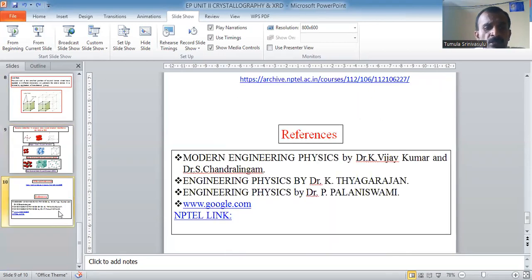Students, this information is there in Modern Engineering Physics, a textbook whose authors are Dr. K. Vijay Kumar and Dr. S. Chandralingam. You can also refer for this crystal structure to Engineering Physics by Dr. K. Thyagarajan, and Engineering Physics by Dr. T. Palaniswamy. For additional information, you can go through the NPTEL videos on crystallography and crystal structures.